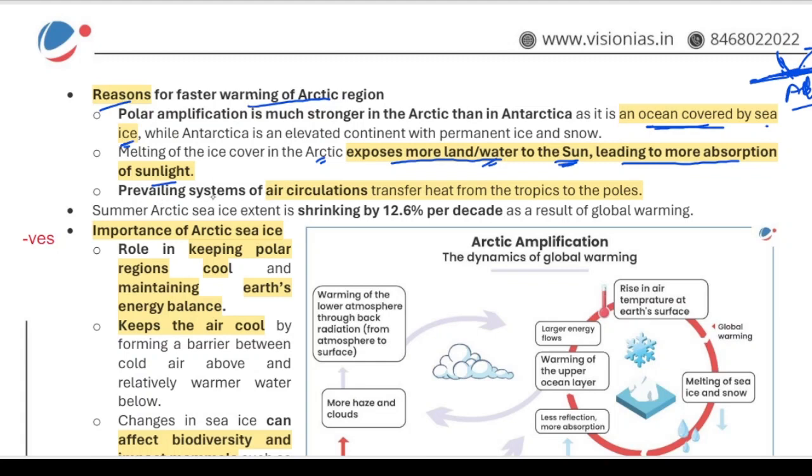Okay, the other thing to remember is air circulation. The things we have discussed are related to sea or the albedo of the sun, but air also forms part of the ecosystem. So air circulation is also leading to this Arctic amplification. Okay, I hope you understand the reasons. Reasons are related to sea, sun, and air, majorly.